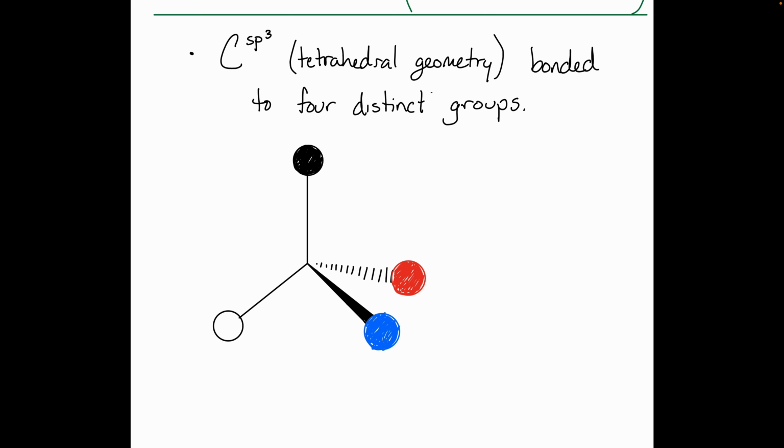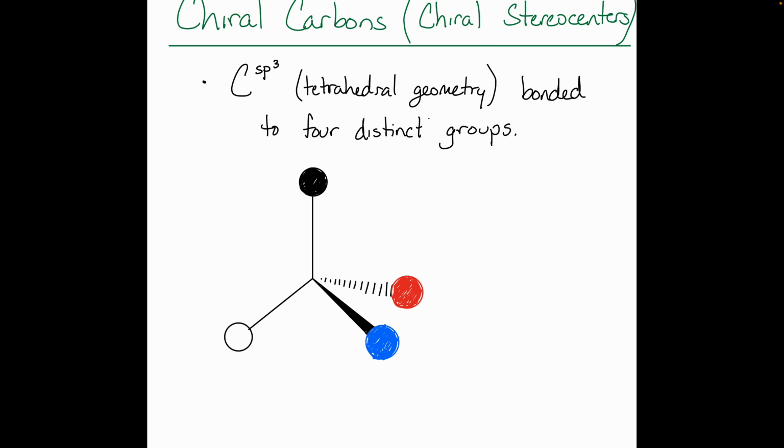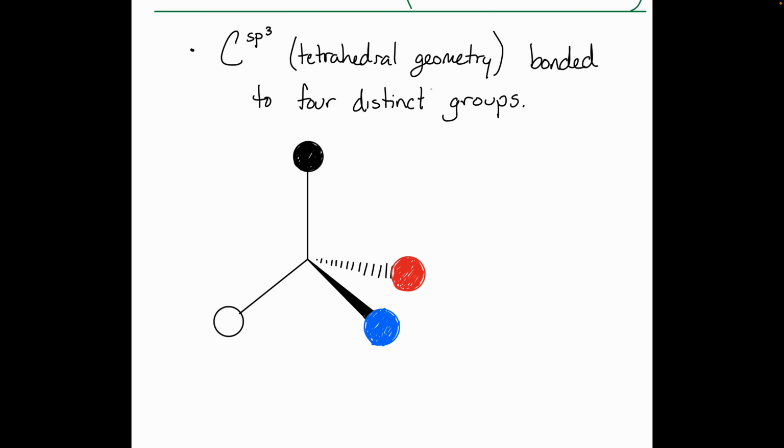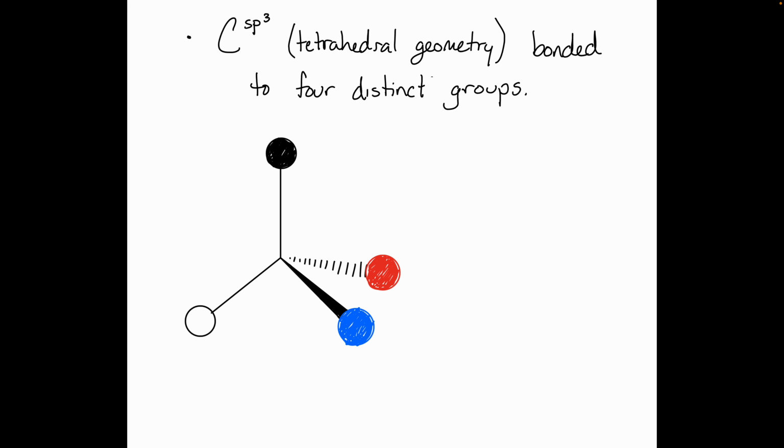All right, so now what we've done is we've all created a chiral carbon, right? A carbon that has that sp3 hybridization. It's got that tetrahedral geometry, but it's bonded to 4 distinct groups, 4 distinct atoms here. Okay, and what I want you to do is to compare your molecule to your neighbor. See if you have an identical molecule.